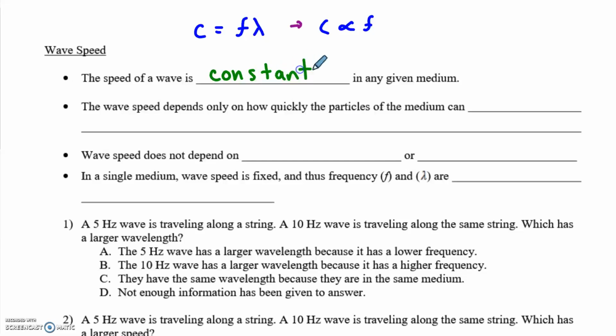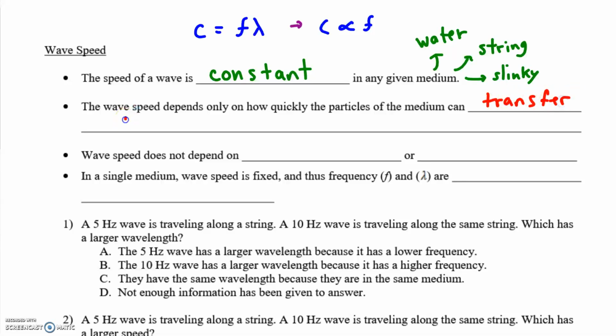Pick any one medium you like. Maybe you're talking about water waves. Maybe you're talking about waves on a string. Maybe the medium is a slinky. All of the waves in that one medium will be the same in speed. In fact, the only thing speed depends on is how quickly particles can transfer force to one another.